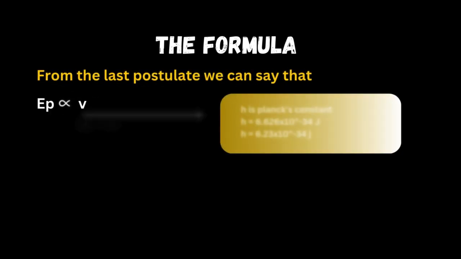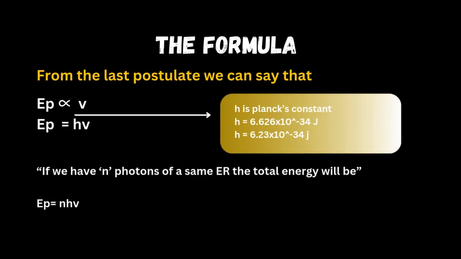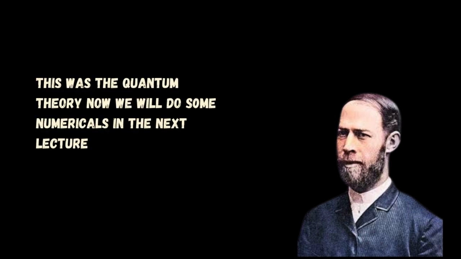The formula. From the last postulate, we can say that energy of a photon is directly proportional to the frequency of the wave. To eliminate the proportionality sign, we will add Planck's constant. If we have n photons of the same electromagnetic radiation, the total energy will be equal to n, the number of photons, times Planck's constant, times the frequency of the wave. This was the quantum theory.